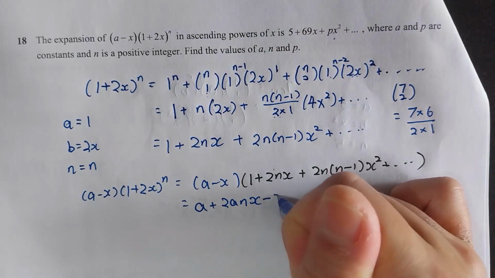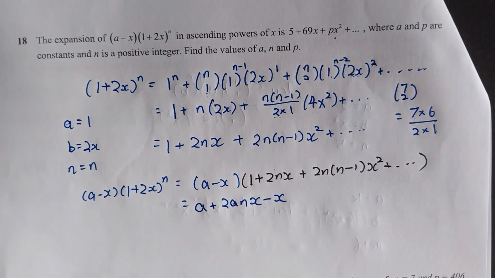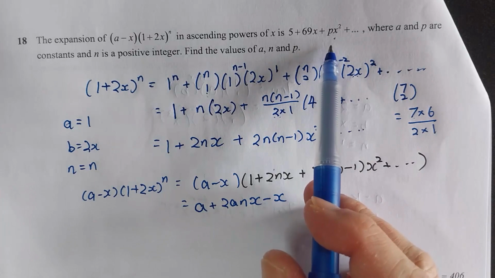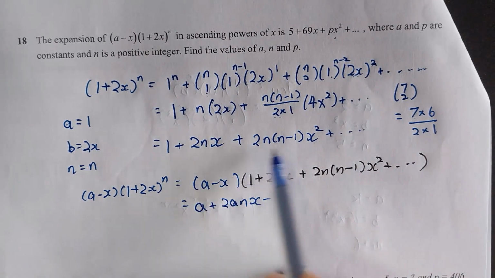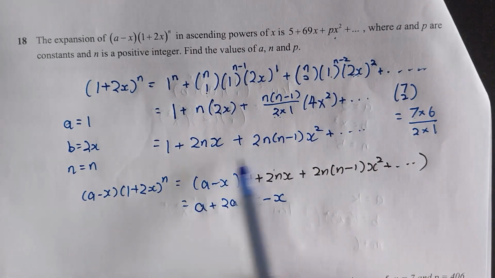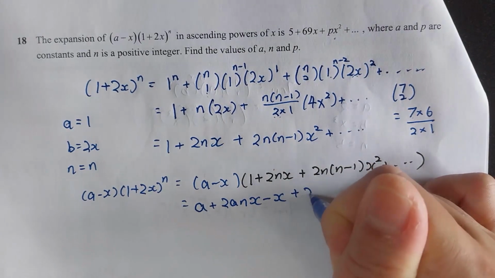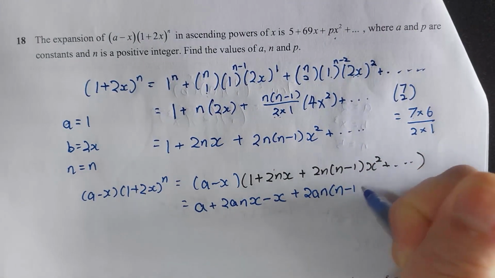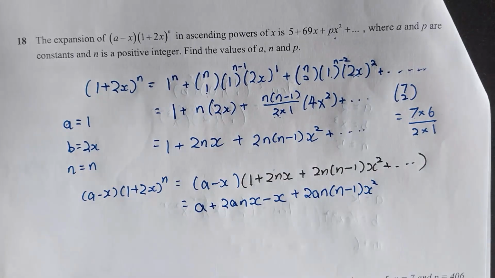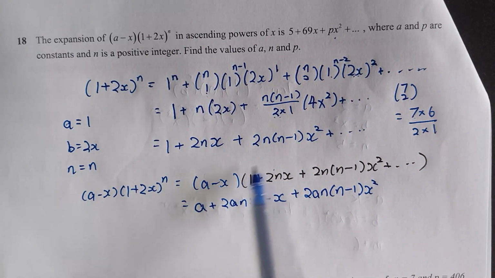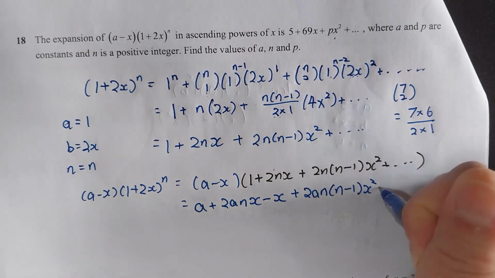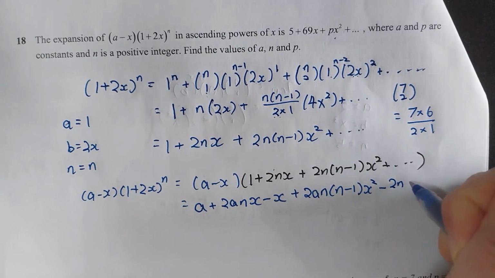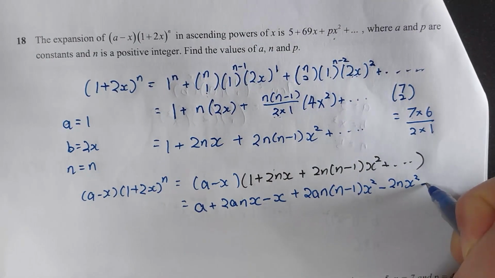So minus x. Of course, next we will look for the x squared term. So this will give us the x squared term. So we will have 2a n minus 1 x squared. And this will also give us the x squared term. So we'll have minus 2nx squared.